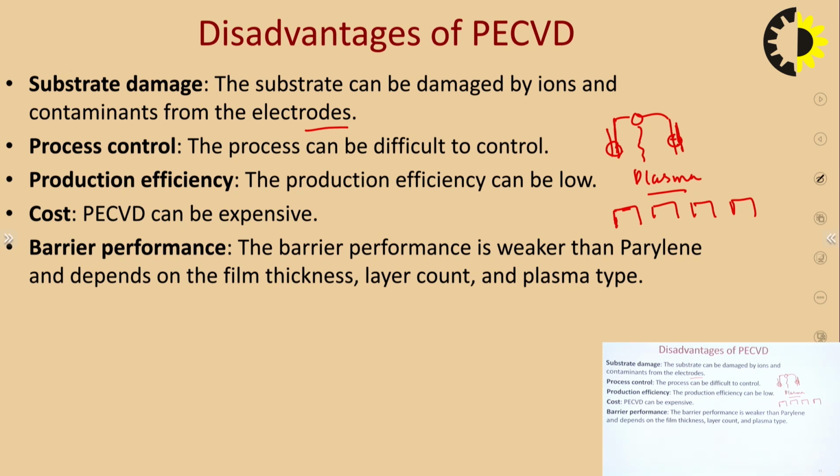Cost: PECVD can be expensive. This is an expensive method because it utilizes electrodes, and it may utilize some other things to create the electric field. Barrier performance: the barrier performance is weaker and depends on the thickness, layer count and plasma type, right? So these are some disadvantages of PECVD.